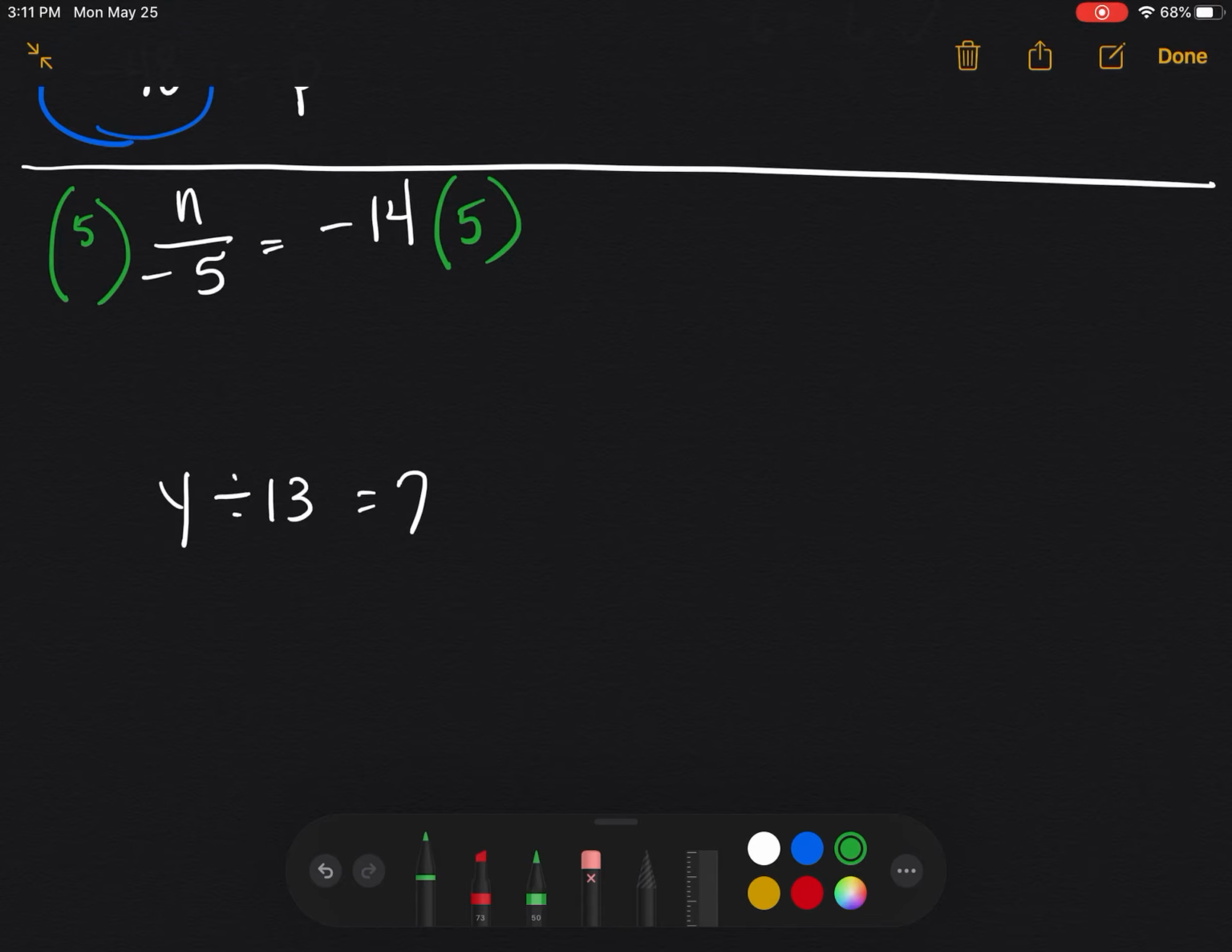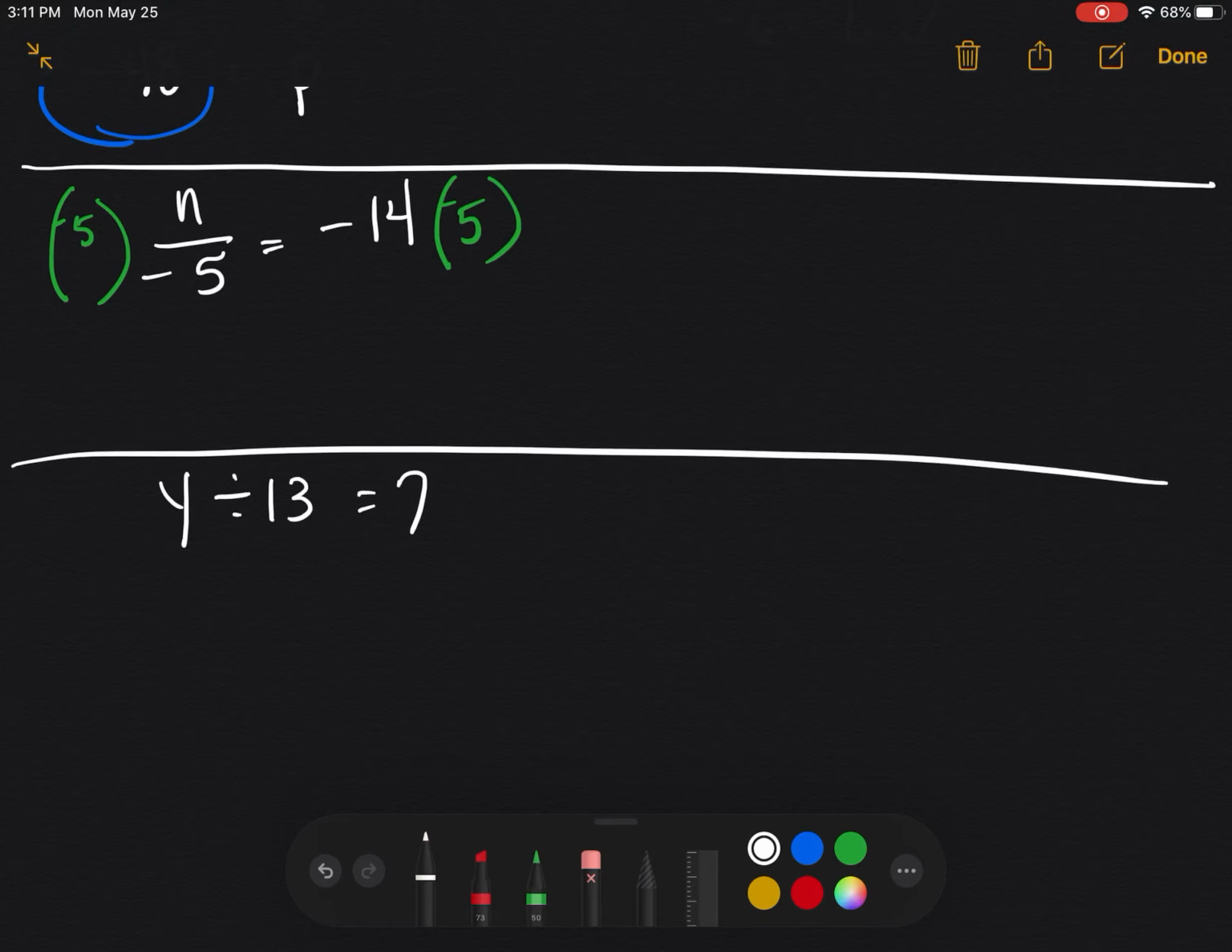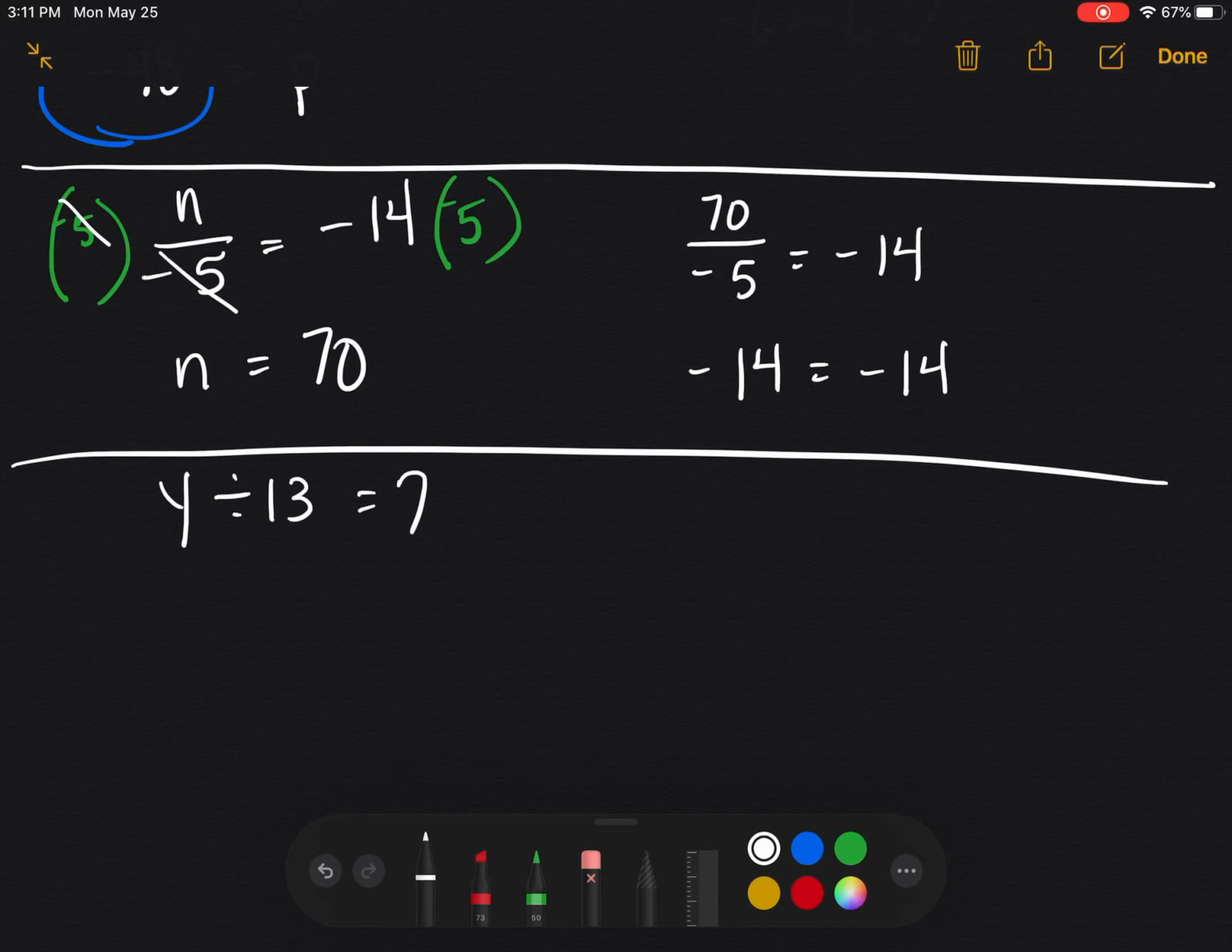I said it wrong, didn't I? Am I multiplying by 5? No, I am multiplying by negative 5. Okay, see what happens when I rush? You guys do the same thing. Don't do it. All right, so these go away, and I'm left with n equals negative times a negative is positive. 14 times 5 is 70. It's positive. So when I plug it back in, I can see that since I'm doing positive divided by negative, my answer is negative 14 in my check, and that works. Therefore, 70 is the correct value for n.